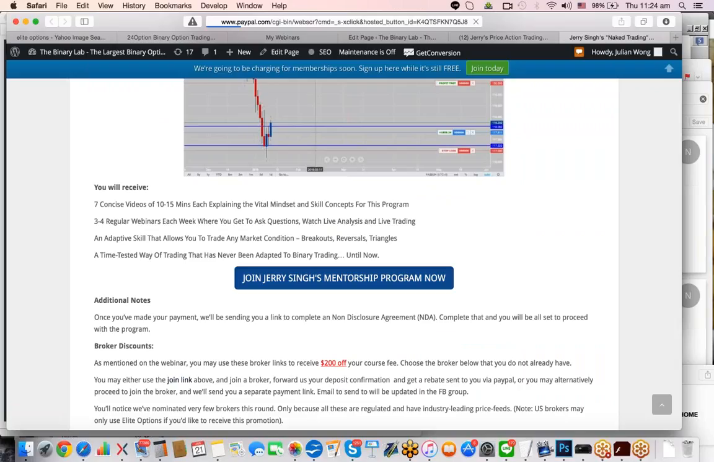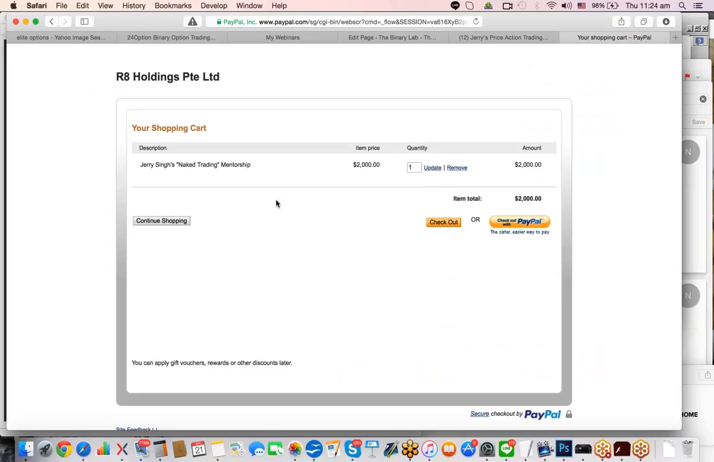So if you click on that button, it's going to open a new window, and you'll see that it's 2,000. R8 Holdings Private Limited, that's actually my company, so that you know it's going to the right place. Once you make that payment through PayPal, actually PayPal is probably great. If any of you do not have PayPal in your country, or you wish to use a wire, you can let Jerry or Catherine know, and I'll provide you the wire information if that's better for you.